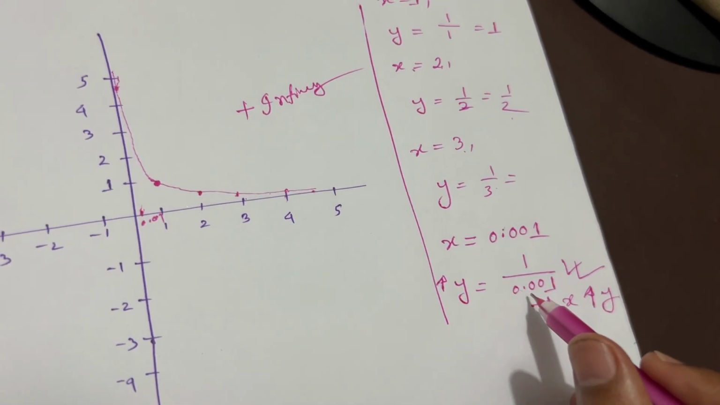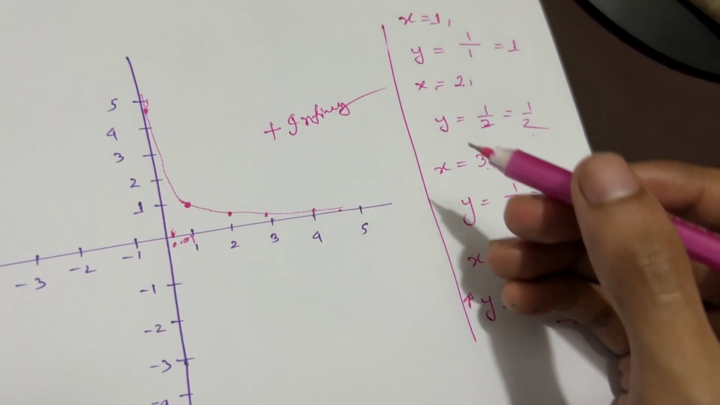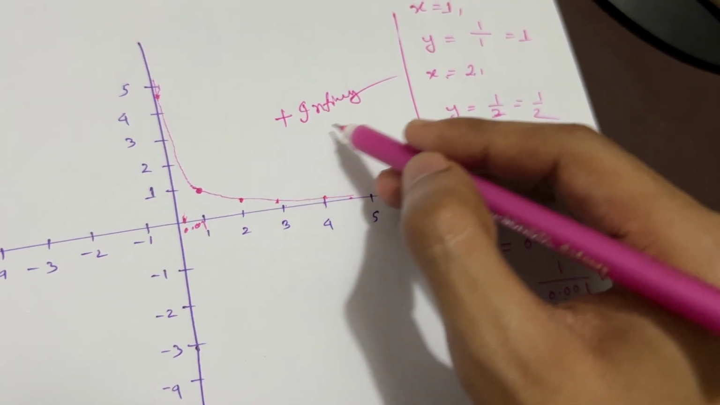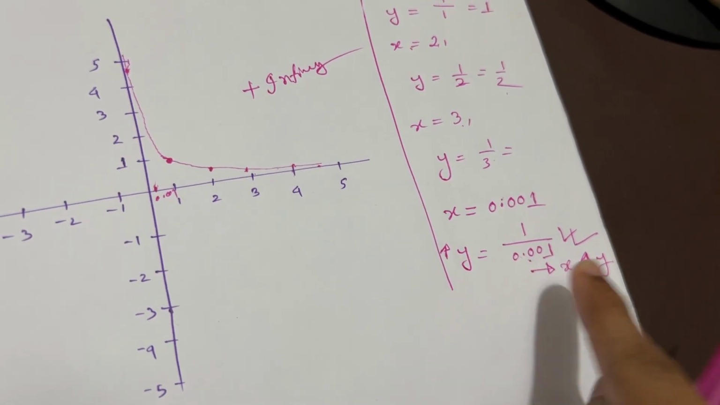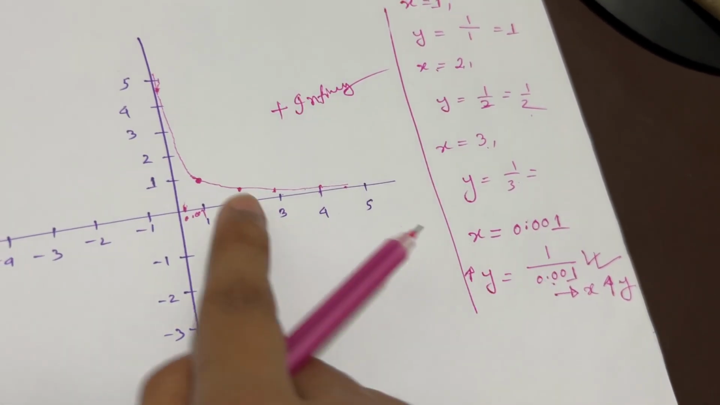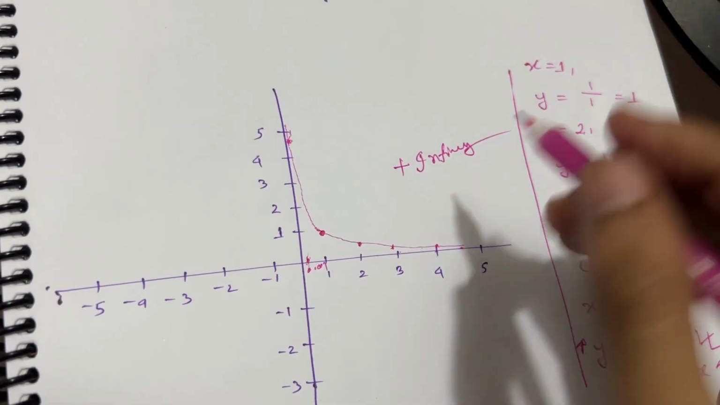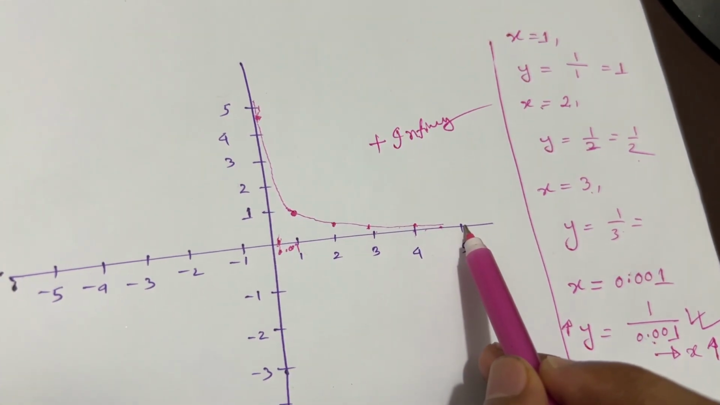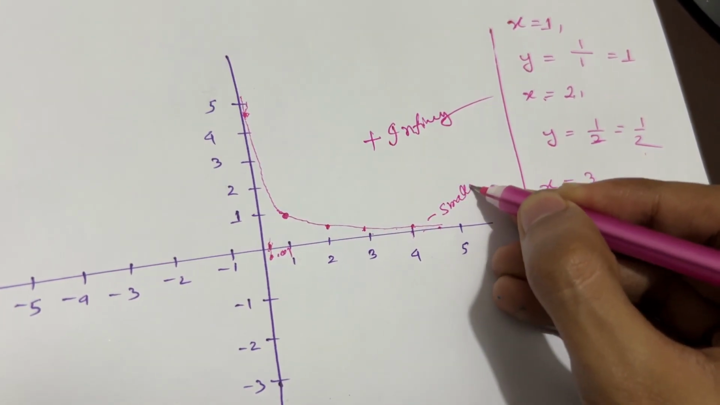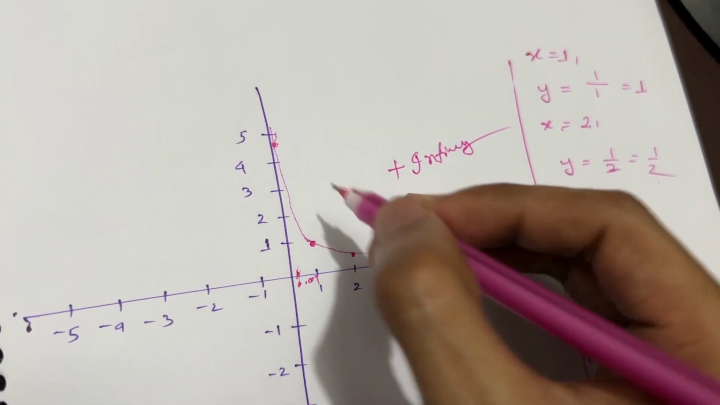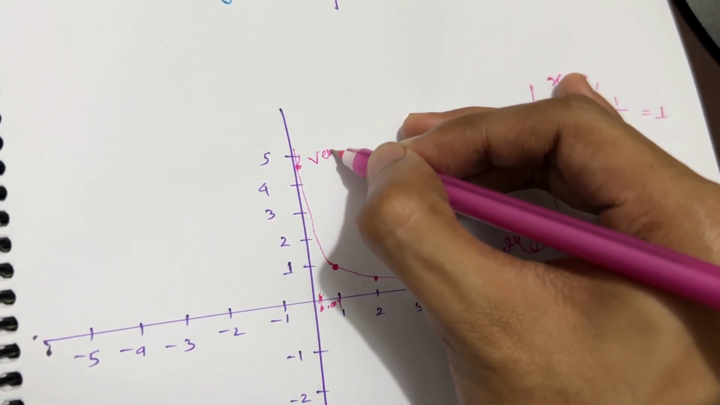Okay, if the x value is positive infinity, the y would be very high. It would be like positive infinity if the x value is smaller. If x is very, very small, y would be very, very high. As you can see, if the x is very small, y is very high. But when the x value is very high, y value is negligible, a very, very small value of y. When x is very close to 0, y would be very, very high.